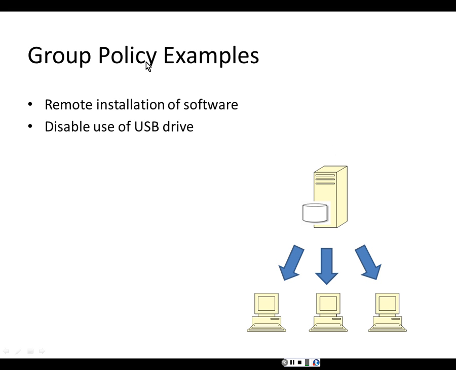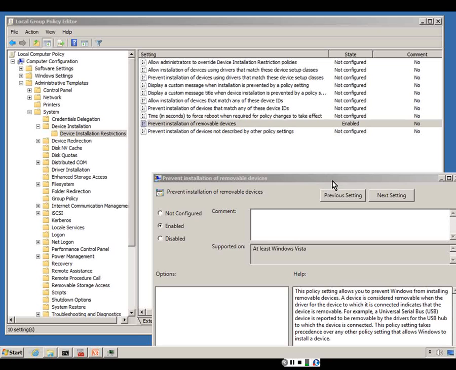Let's look at two examples of group policy. One would be the remote installation of software, and the other would be disabling the use of the USB drive. So instead of walking around to each computer and installing the software, we go to the group policy object on the domain controller. If we go to the domain controller to the group policy objects, we can go into software settings and we can install the software on the domain controller so the software is pushed down to the workstations.